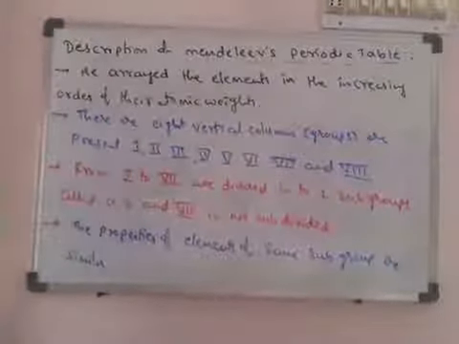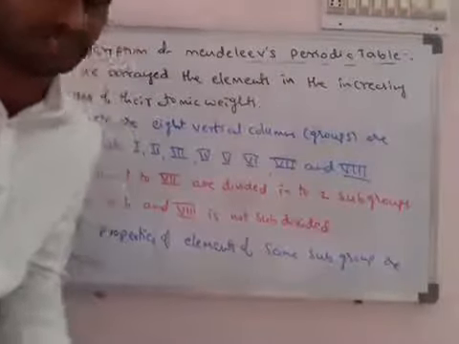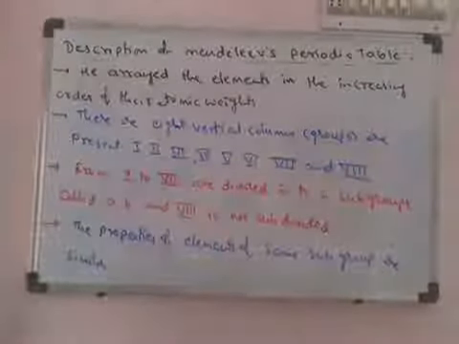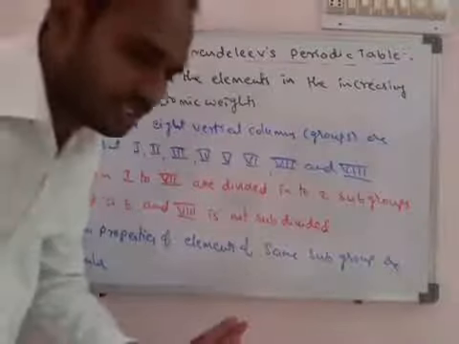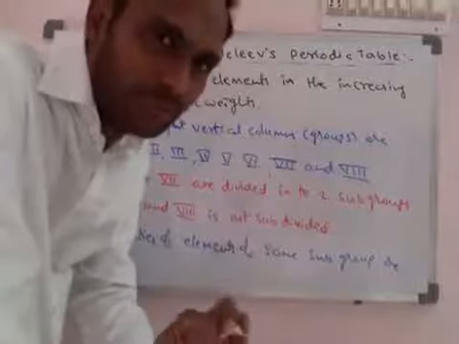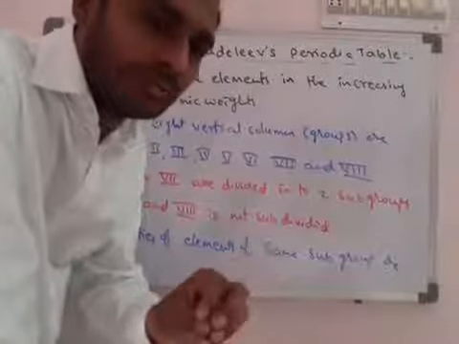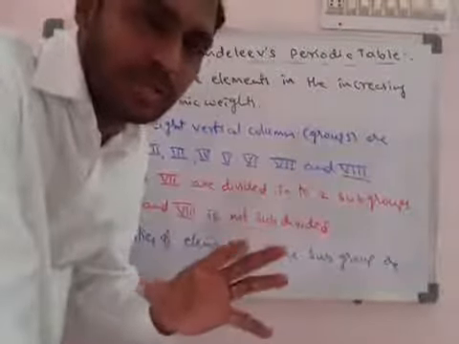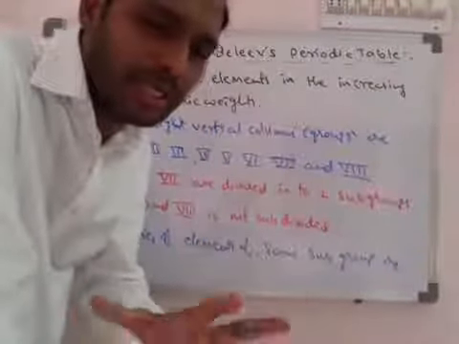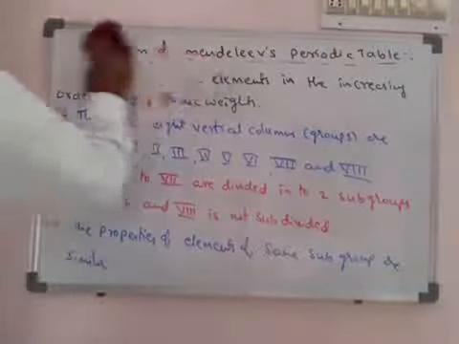So this is about the groups, and there are also horizontal rows present, okay? The table also consists of some horizontal rows. So the horizontal rows are called periods. Just now we discussed the vertical columns, okay? I'll begin with this general diagram. Here also there are some horizontal rows. So just write down. Now we see about the periods.